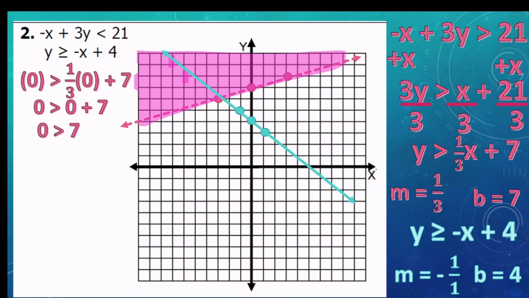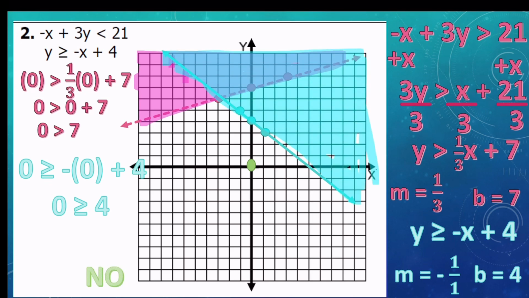But I still have to pick a test point. I'm going to pick 0, 0. When I plug in 0, 0, I end up getting 0 is greater than or equal to 4. That is not true. So I do not want to shade my point. So I'm going to shade where the point is not. Therefore, the overlapping region, okay? Your overlapping region is your solution, anything in there.